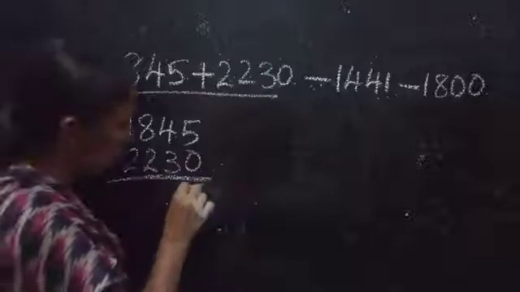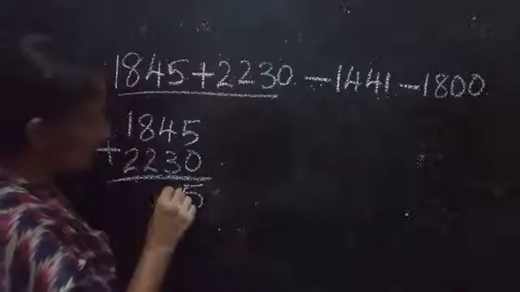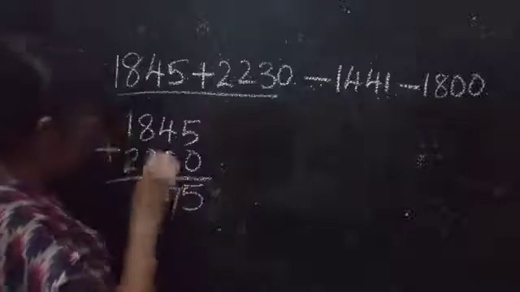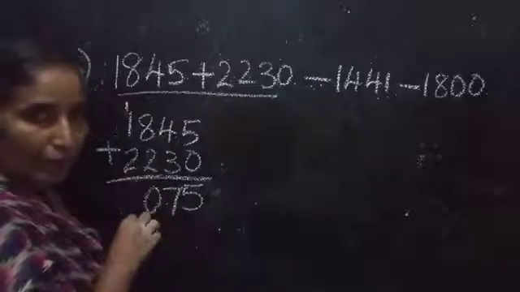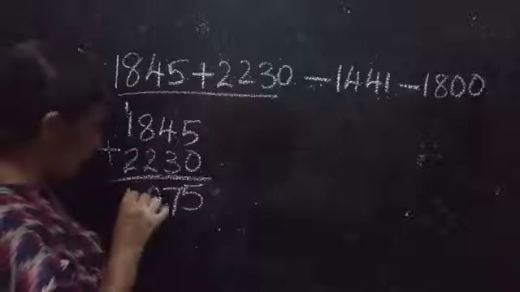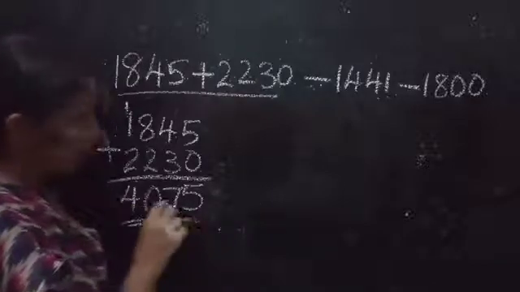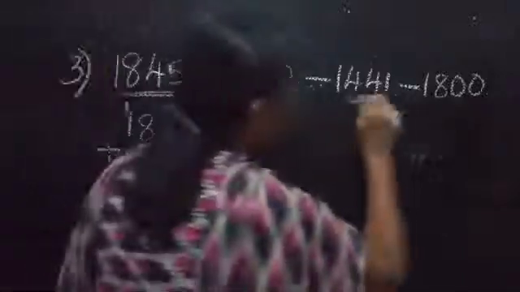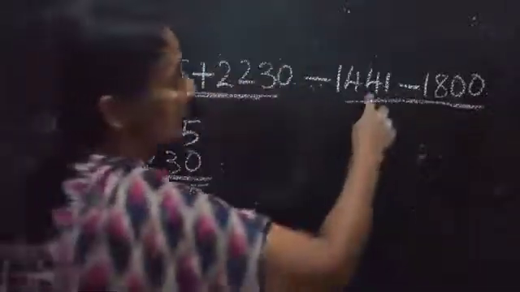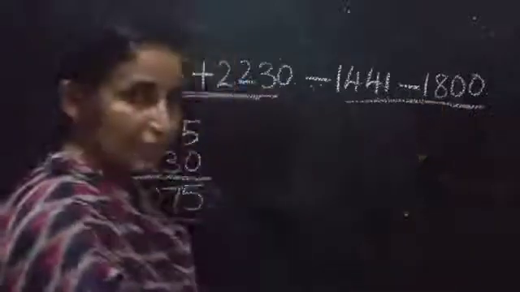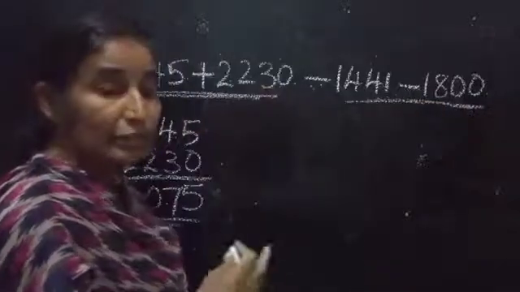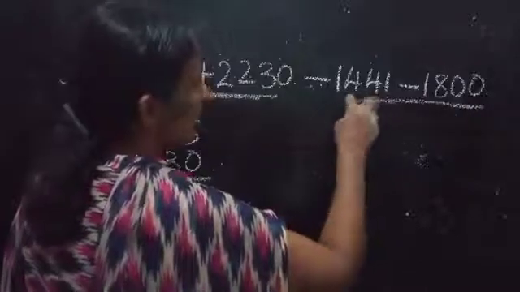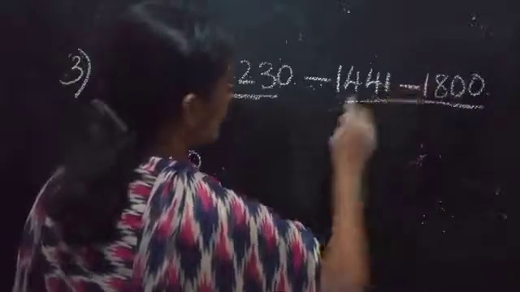5 plus 0, 5. 4 plus 3, 7. 8 plus 2, 10. 0 here. 1 carried over. 1 plus 1, 2 plus 2, 4. So, we are getting 4,075 as the answer. Only this part. And again, what about this part? We can add these two numbers again first. Then we can subtract. Otherwise, we have to do the subtraction 2 times. So, first let us do the addition of these two numbers.